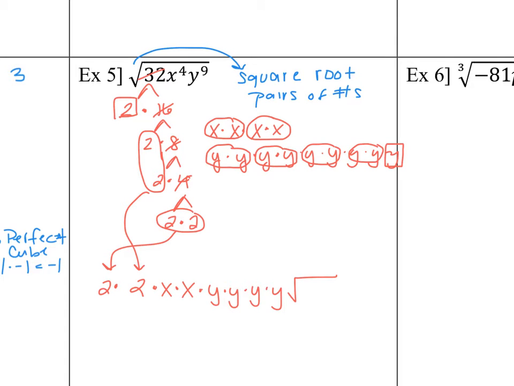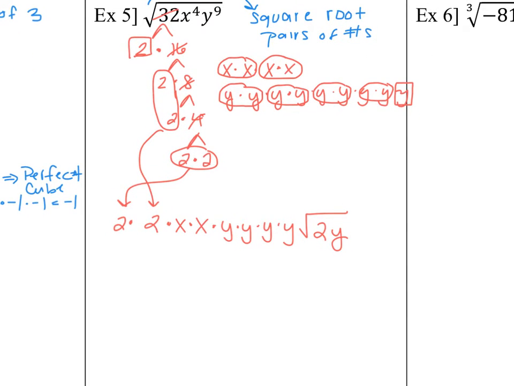What's left without a pair? Well, that was this 2 in the very front, and then this y at the very end as well. Those are left without pairs. Everything's multiplied together. Nothing's being added here. When you're doing radicals, everything is multiplied.